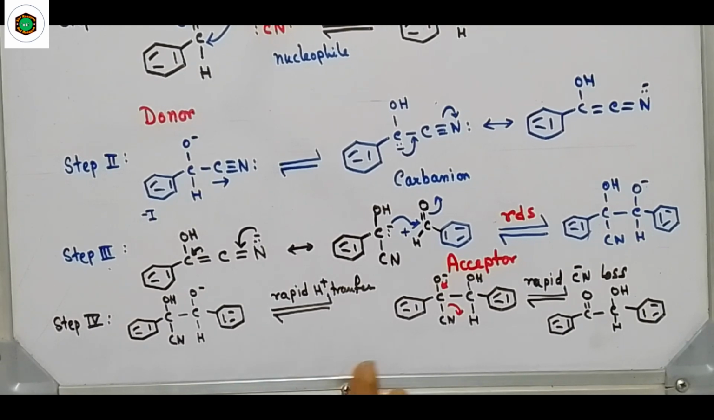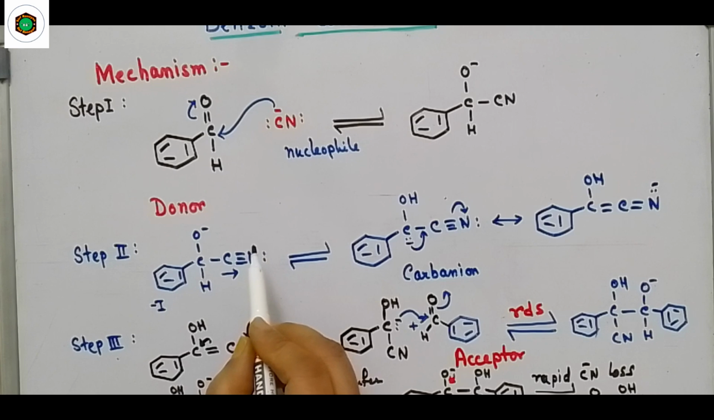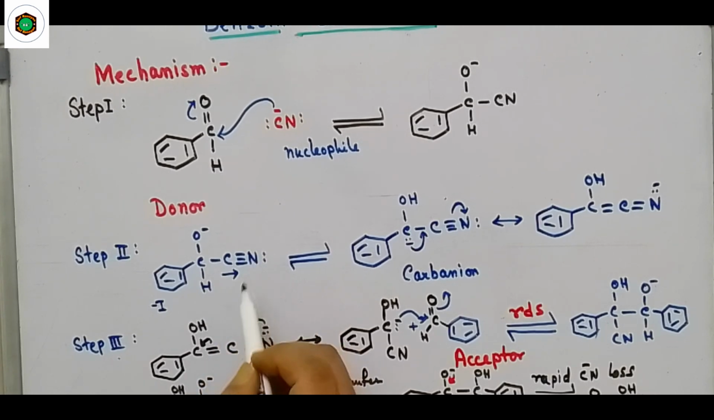Now why cyanide is very important in this reaction? First of all, you know cyanide is sufficiently nucleophilic, it's very good nucleophile. So here nucleophilic attack takes place easily. Now see here, at this step, cyanide is highly electron withdrawing.